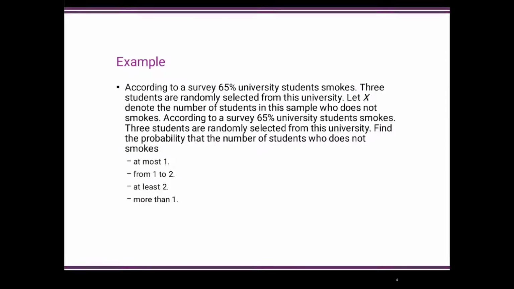Example: according to a survey, 65% of university students smoke. 3 students are randomly selected from this university. Let X denote the number of students in this sample who do not smoke. Find the probability that the number of students who do not smoke is: at most 1, from 1 to 2, at least 2, more than 1.